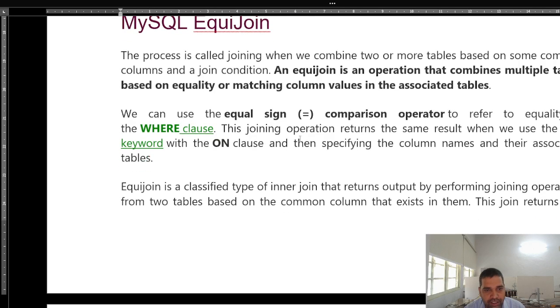Now for this equi-join we use the equal sign comparison operator for referring to equality in the where clause. So with the where clause we do the joining. This joining operation returns the same result when we use the join keyword with the on clause, and then specify the column names and their associated tables. So we'll see what this means.